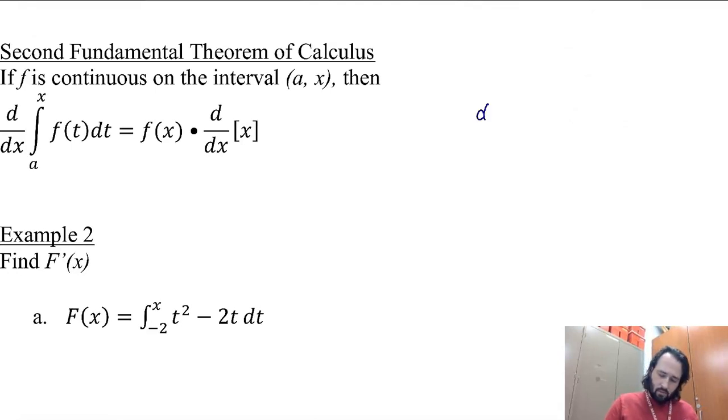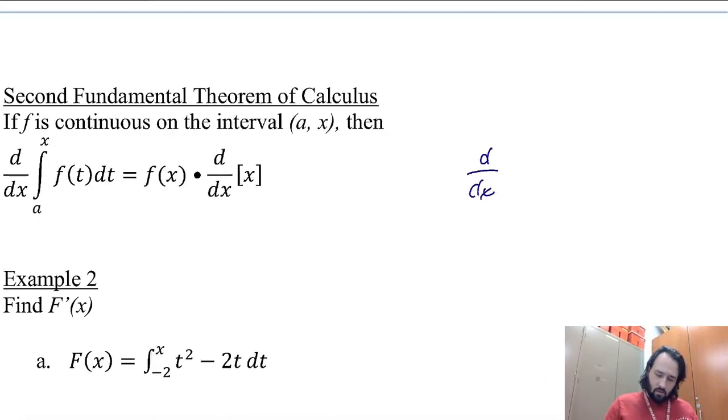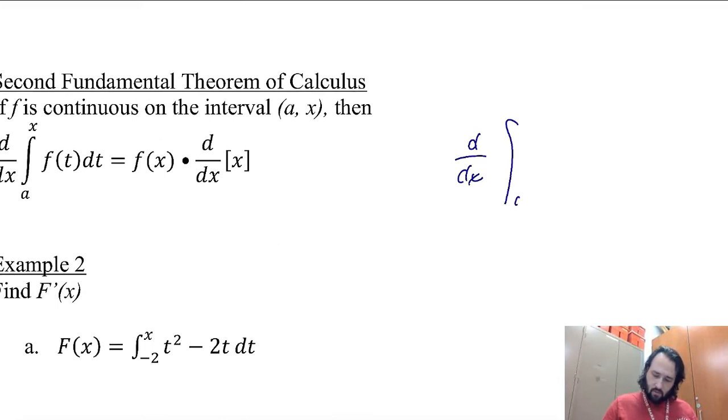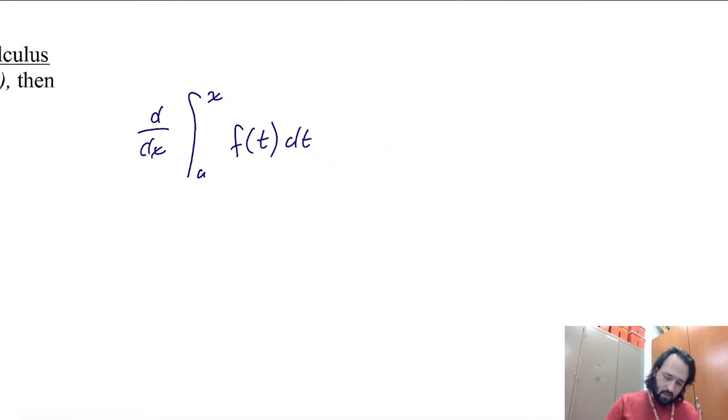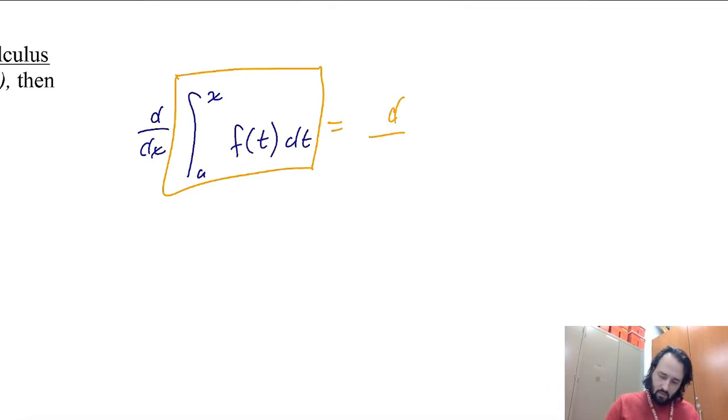So I'm doing the derivative of the integral from a to x of f of t dt. If I just look at the inside part here, then this would be equal to d over dx. I'm going to leave the d over dx outside the same.